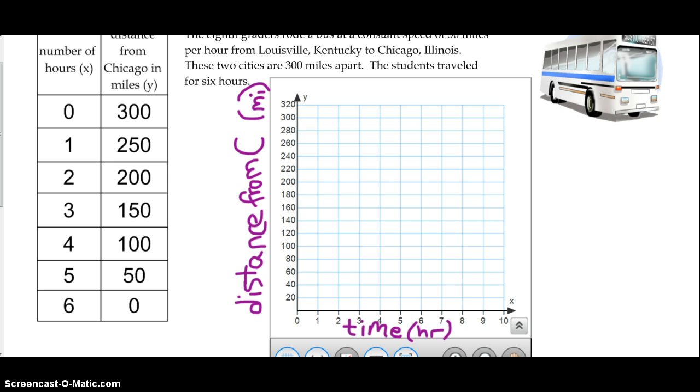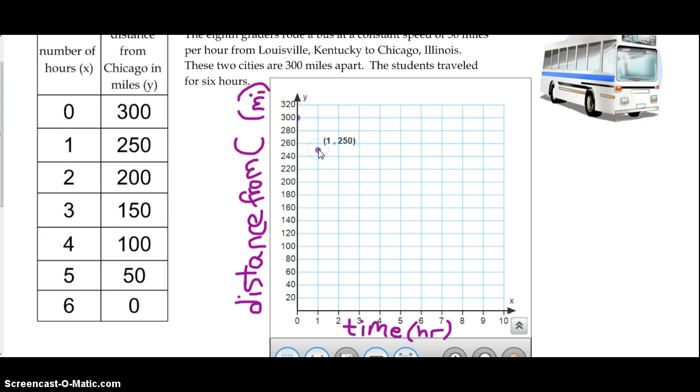Okay, so now that we've labeled our axes, we can plot our points. Our first ordered pair is 0, 300. In 0 hours, we are 300 miles away from Chicago. In 1 hour, we are 250 miles away. The only problem we have right now with this graph is that we only have 260 and 240 labeled on the y-axis because of the scale. We went up in 20s. But we know that 250 is halfway between 240 and 260.